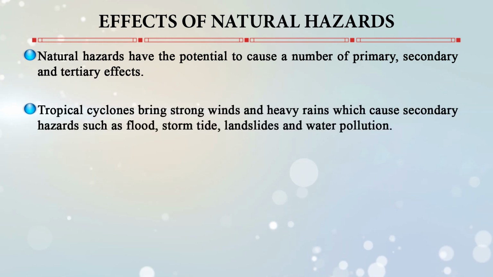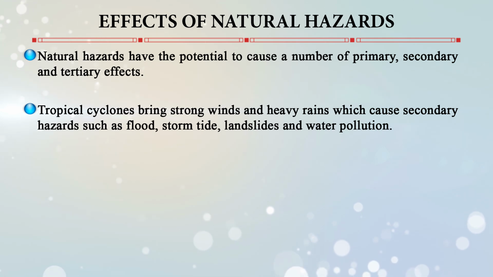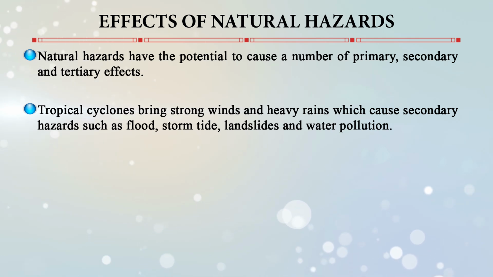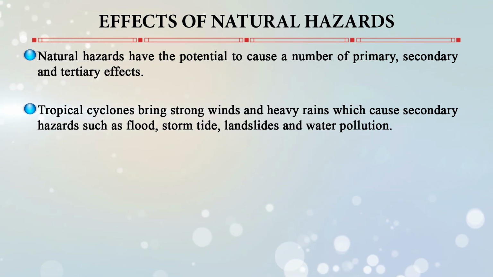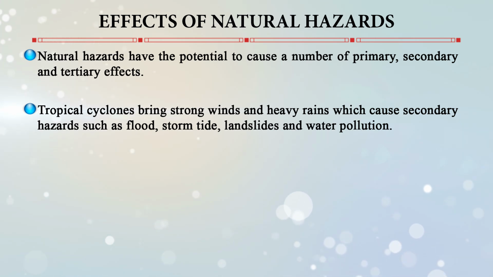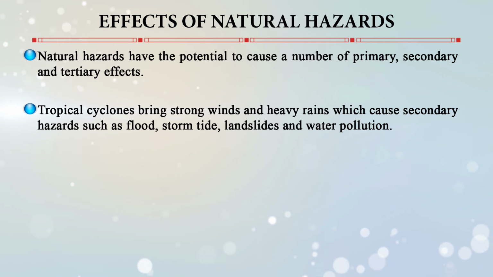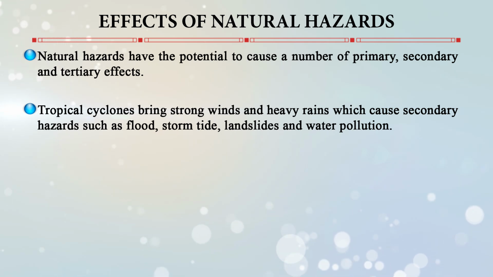The tropical cyclones, for example, can bring strong winds and heavy rains which cause secondary hazards such as flood, storm, the landslides and also water pollution. So, cyclones can bring about all these problems.